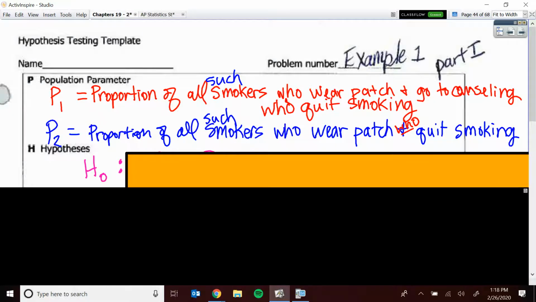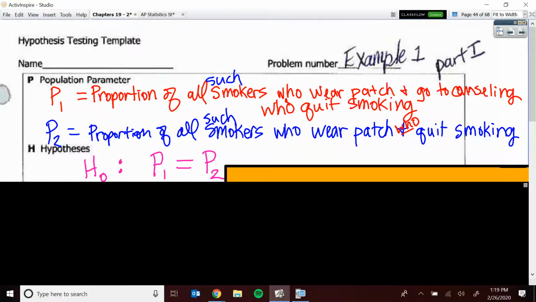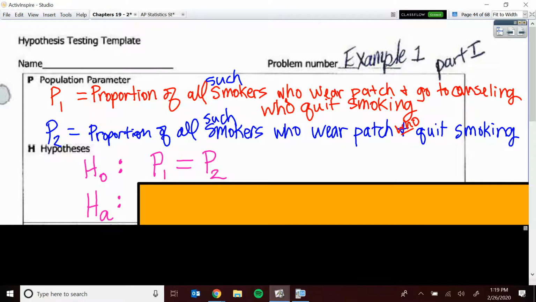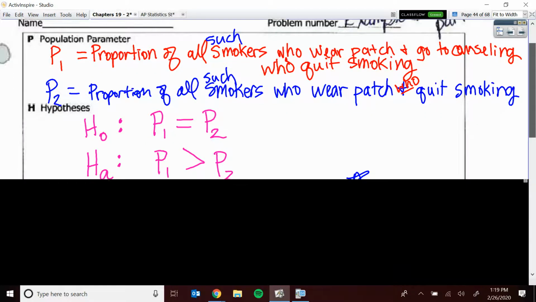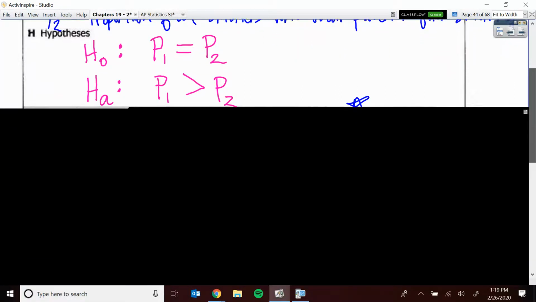Okay. Now let's do H, our hypothesis statements. So what would the null hypothesis be? Good. Same success rate. Nothing special. P1 equals P2. Okay, good. All right, what would HA be? Yeah, we were wondering if the counseling group made a significant impact, a significantly higher rate of success than patch only. Okay. All right. Very good.